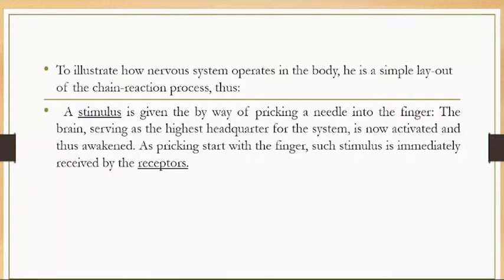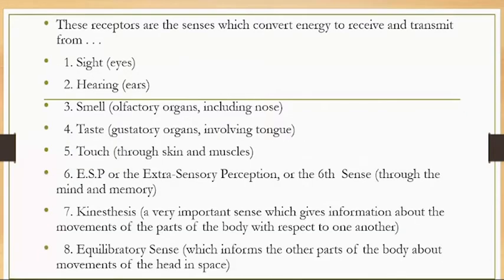Starting with the fingers, such stimulus is immediately received by the receptor. Although the brain is activated, of course we are all suddenly startled, so there is a reaction. Another, the receptors of the senses will convert energy to receive impressions. So here it is: first, sight. We will discuss that later, because our sight is also important, since it is one of the receptors. A very important receptor. Hearing.